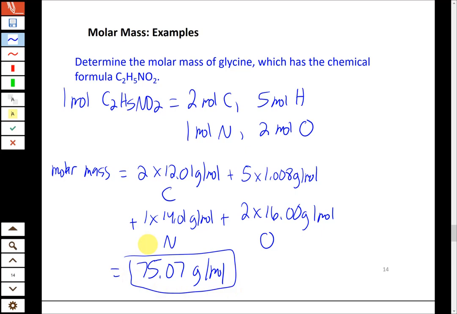So it's pretty straightforward, and down the line, when we're doing more complicated problems, we'll often just give you the molar masses so you don't have to spend the time calculating them every time. But this is how you would do it anytime you need the molar mass of a compound where you know the formula.